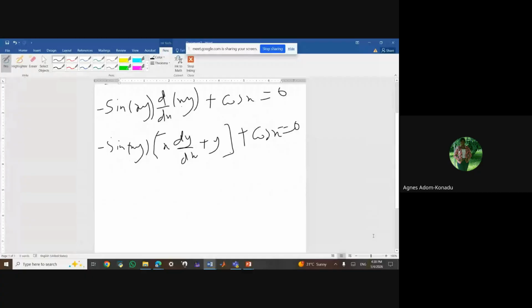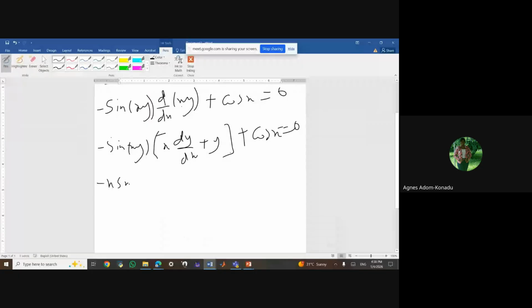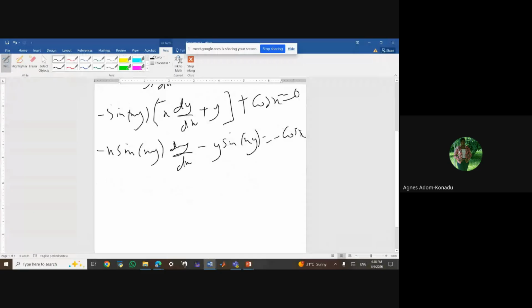So you make dy dx the subject from here. So your dy dx will be equal to, okay, so I'm going to get, when I expand, I'm going to get negative x sine xy dy dx minus y sine xy is equal to minus cos x. So I have dy dx times minus x sine xy equals minus cos x plus y sine xy. Then you divide through to get your dy dx.